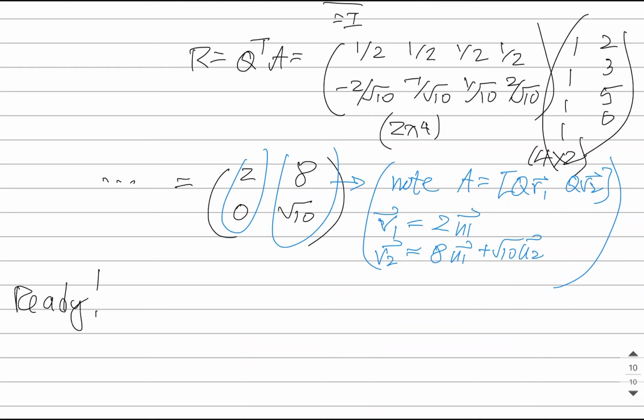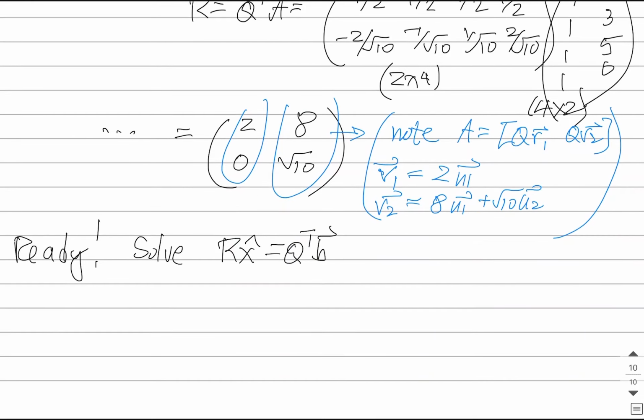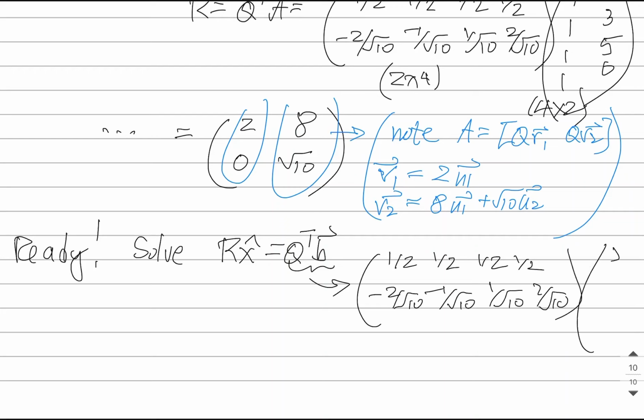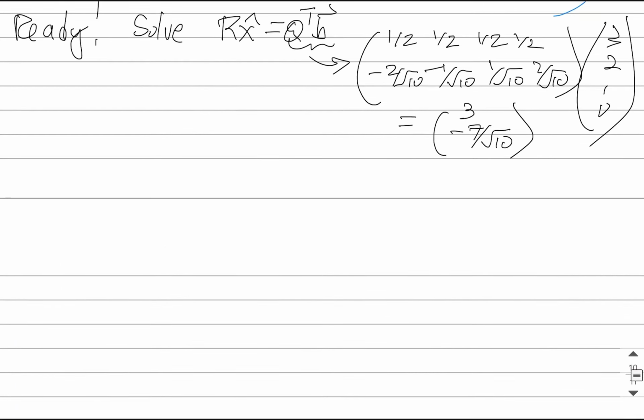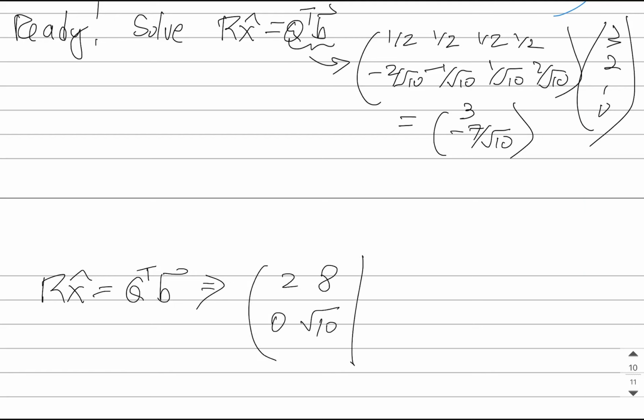We are finally ready. We can now solve R x hat equals Q transpose B. Q transpose B, if you sit there and you calculate this, 1/2, 1/2, 1/2, 1/2, negative 2 over root 10, negative 1 over root 10, 1 over root 10, 2 over root 10, times 3, 2, 1, 0. You end up getting 3 and negative 7 over root 10. Putting it all together, you end up with a nice system that's pretty easy to solve. R x hat equals Q transpose B is going to give you this system. It's going to be 2, 8, 0, root 10. You might panic and say, oh, that root 10 is awful. It's actually not going to be bad at all for us.